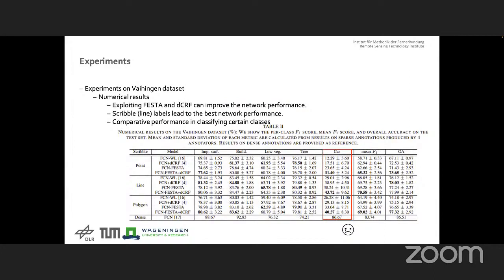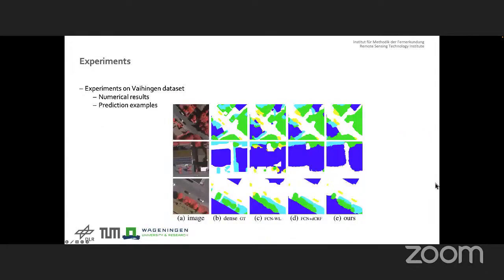Not surprising for some small objects, for example, car here. FCN learned with sparse annotations perform really unsatisfactory, how to say. Okay, here are some prediction examples.